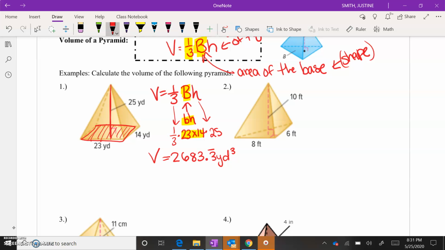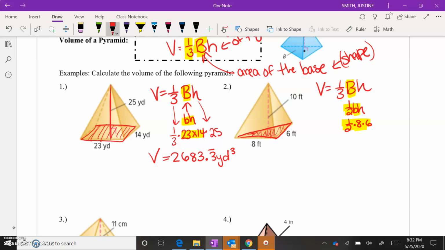All right, so same thing for the next pyramid, except this base, if you guys see, is a triangle. So now when I write out my formula, again, that big B stands for the area of the base. So I'm going to plug in the formula for area of a triangle, because my base is now this triangle here. I know that area of a triangle is 1/2 base times height. So this triangle would be 1/2 times 8 times 6. And again, that's only for the big B so far.